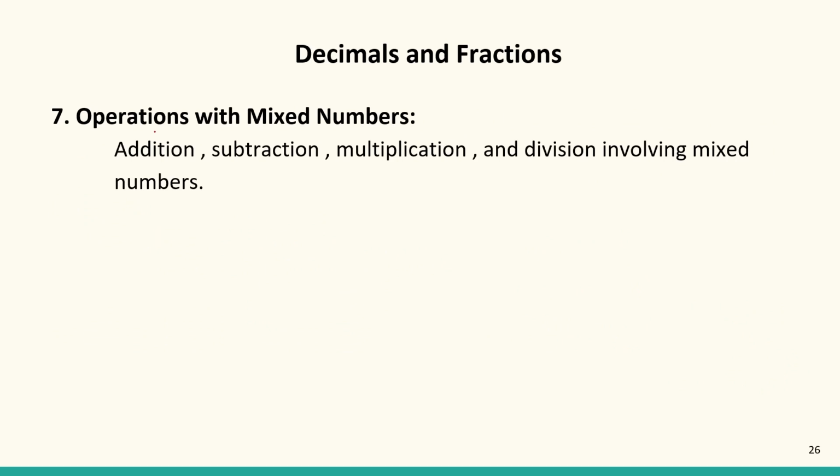So let's see the seventh kind of problem, operations with mixed numbers. Here we deal with addition, subtraction, multiplication and division involving mixed numbers. Let me remind you what mixed numbers are. If we have a fraction, let's say 3 by 5, but it also has a whole number part, and this whole number part is non-zero, here 7 is not equal to 0, then these numbers are called mixed numbers.